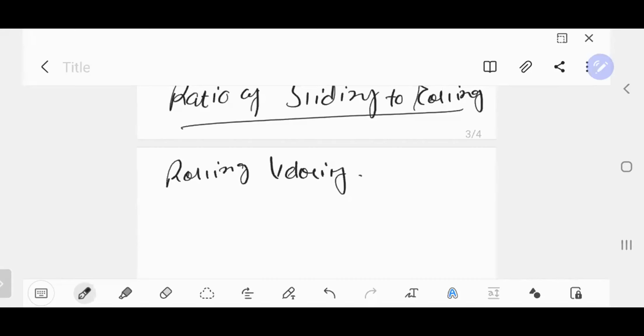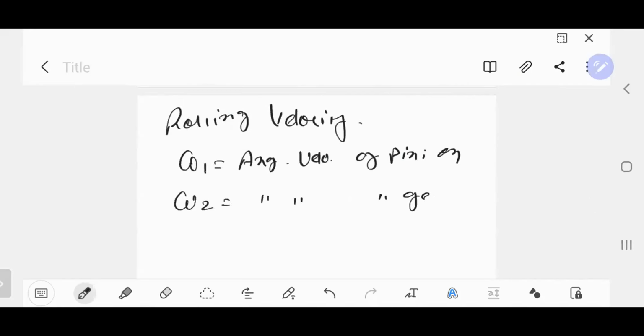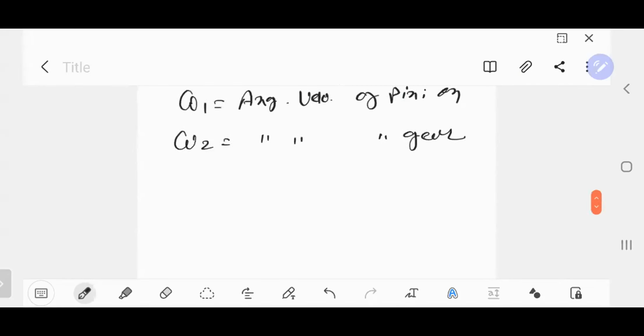Now, how to find that? Ratio of sliding to rolling velocity. So let us see the rolling velocity first of all. As per the figure that we used in the derivation, omega 1 is the angular velocity of pinion. Just note it down. Angular velocity of pinion, and omega 2 is equal to angular velocity of gear. Right, omega 1 and omega 2.